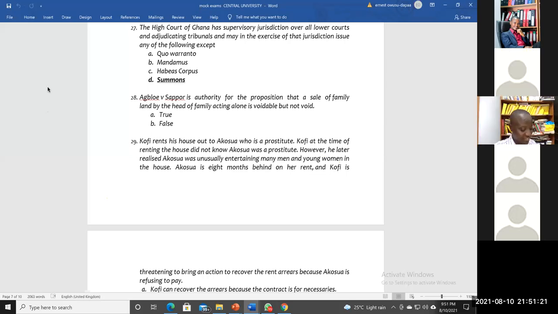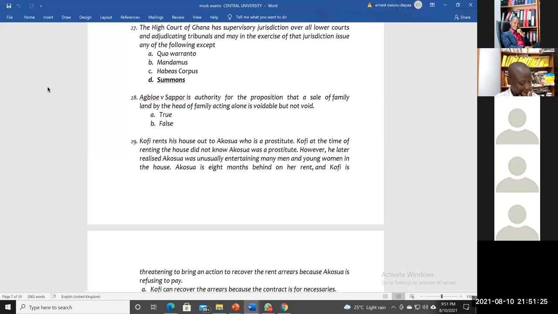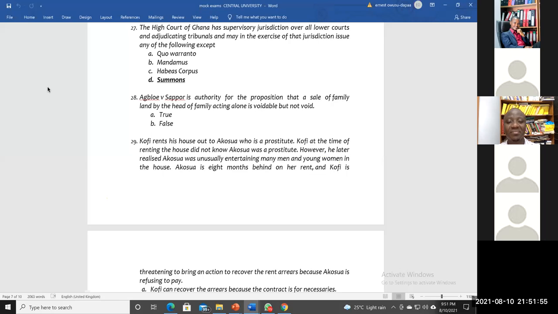What I read from the judgment is that when it comes to family property, it is the head of the family that disposes of the asset, but the head of the family disposes of the property with the concurrence of the principal members of the family. Now, it says if the head of the family alone disposes of the asset without the concurrence of the principal members, it is void.